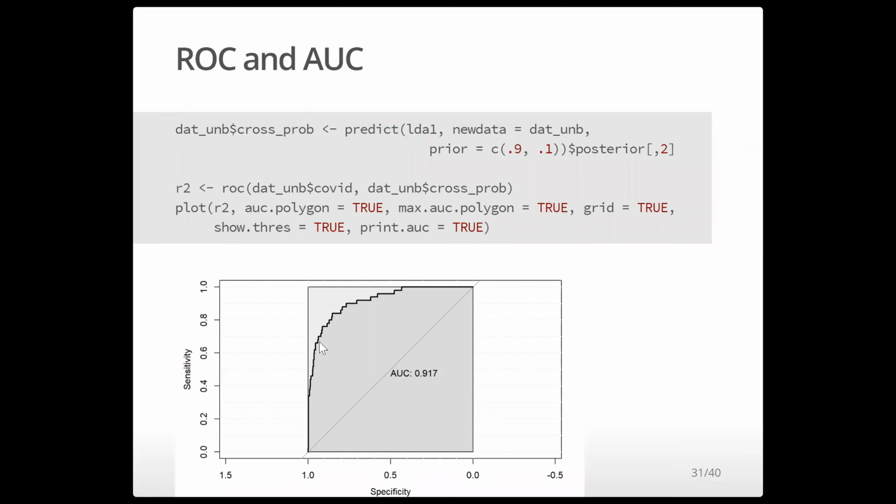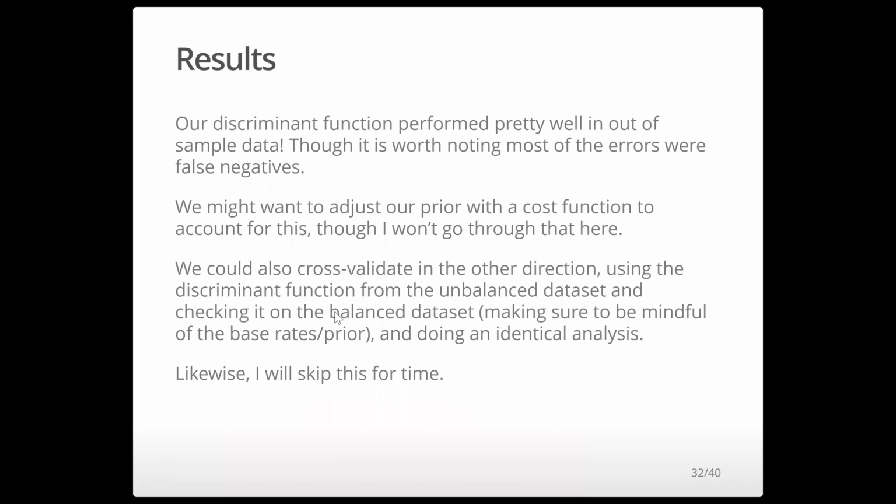But if we wanted to, we could relax our requirement on specificity a little bit, and that would increase sensitivity quite a bit, although we'd be making more total errors if we wound up, for example, here on the ROC curve. But we would still be doing a pretty good job of classification. So our discriminant function performed pretty well.